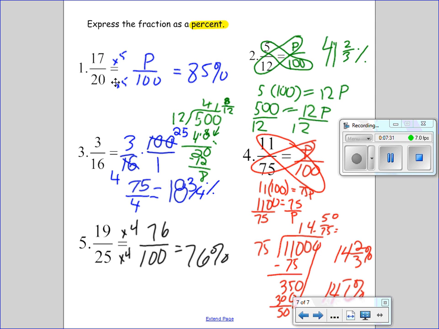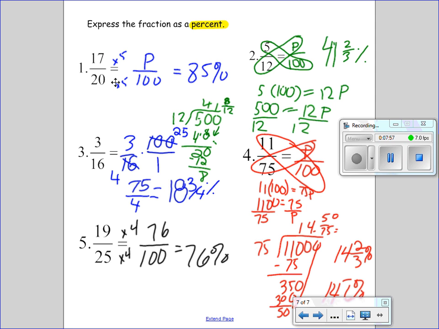And number 2, we cannot do that using equivalent fractions, so we use cross products. 5 times 100 is equal to 12p. 500 is equal to 12p. Divide each side by 12, and we ended up with 41 and 8/12, but simplified that to 41 and 2/3%. So 5 out of 12 is 41 and 2/3%.